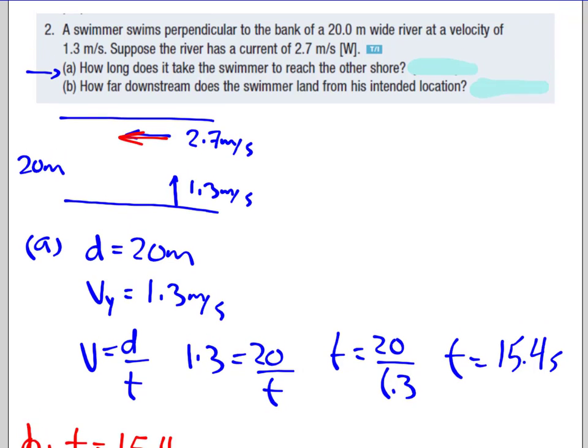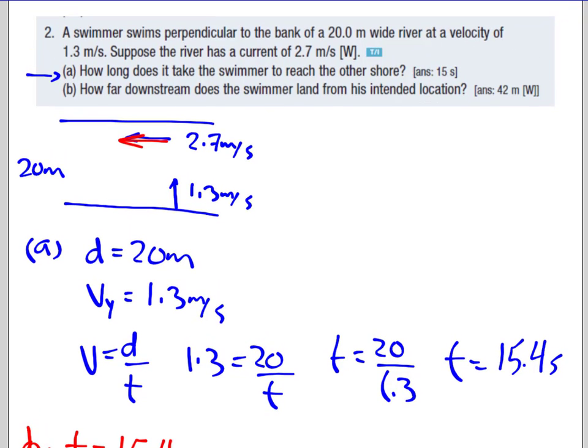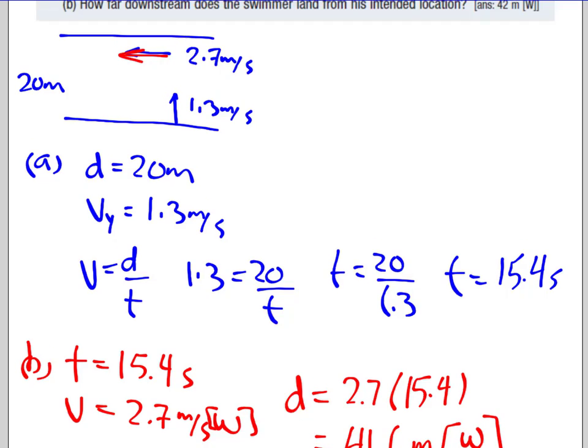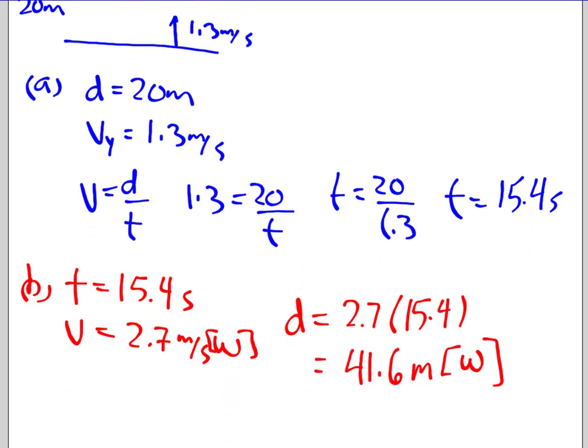Okay, so let's have a quick look. How'd we do? 15 seconds and 42 meters. We're pretty darn close. The difference is just rounding.